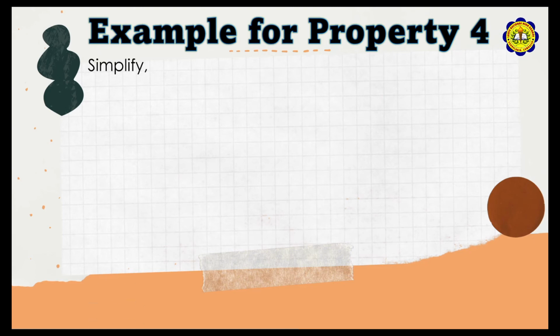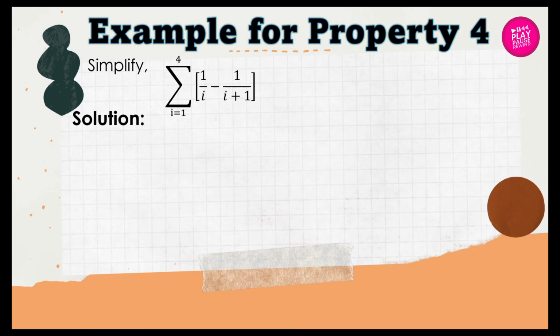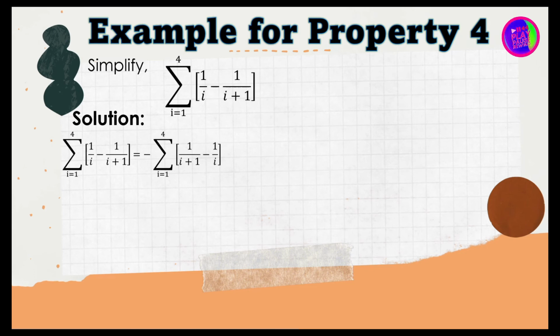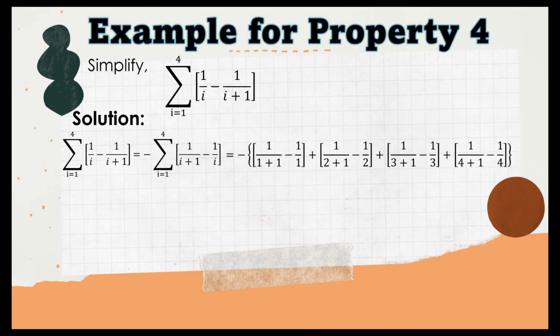Let's simplify the summation of 1 over i minus 1 over i plus 1 from i equals 1 to 4. To solve, let's substitute the values of i equals 1 to 4. This is equal to negative times the summation of 1 over i plus 1 minus 1 over i from i equals 1 to 4, which is negative times 1 over 1 plus 1 minus 1 over 1, plus 1 over 2 plus 1 minus 1 over 2, plus 1 over 3 plus 1 minus 1 over 3, plus 1 over 4 plus 1 minus 1 over 4.